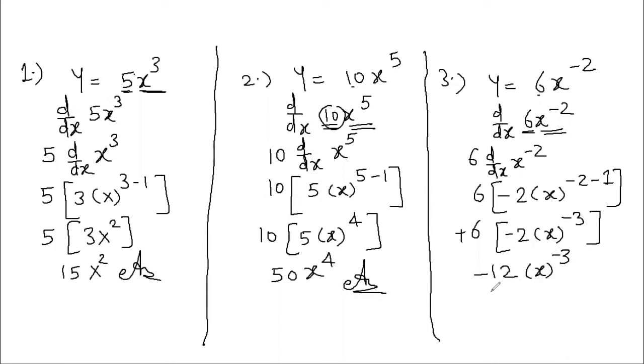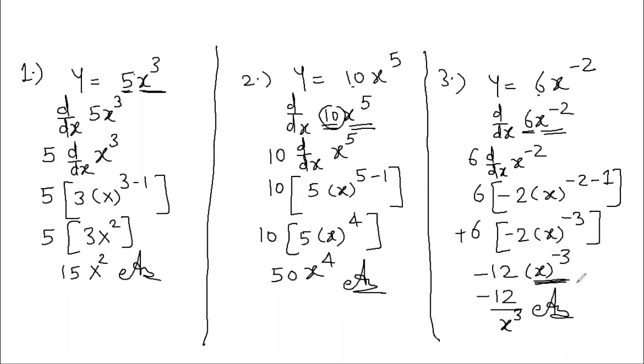How can we make it? Negative 12, and this x to the power negative 3 is right now in the numerator. When you shift its place to the denominator, then the sign of the power will change, and now this is your answer.